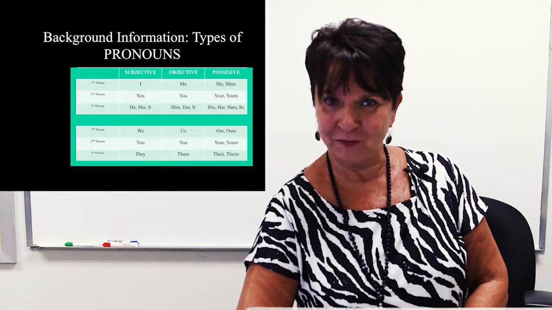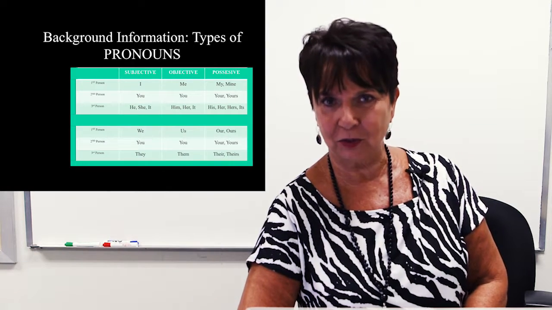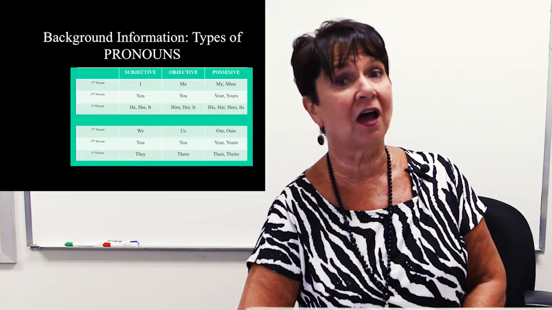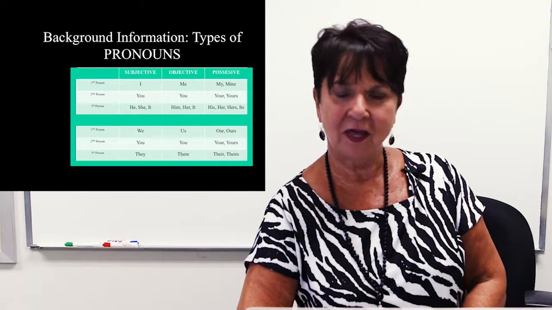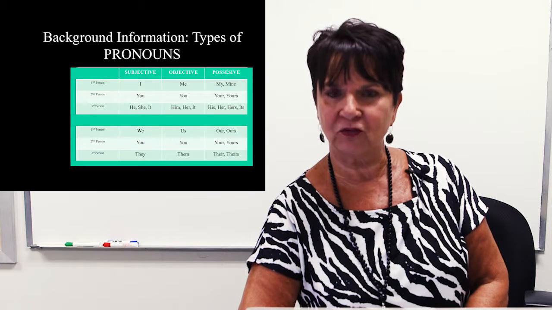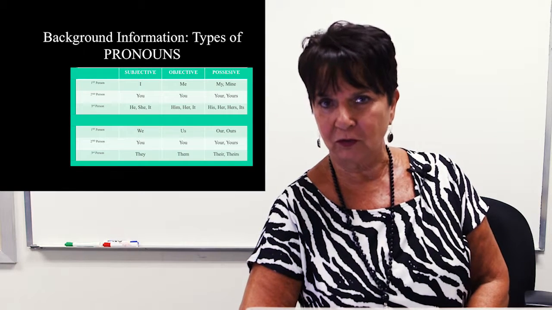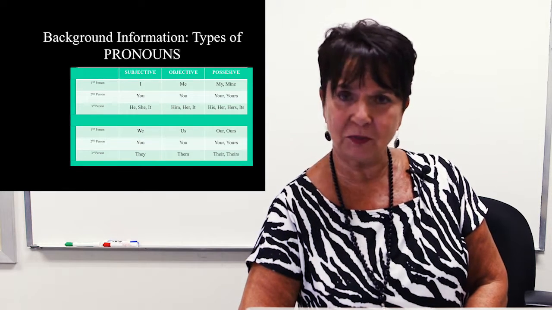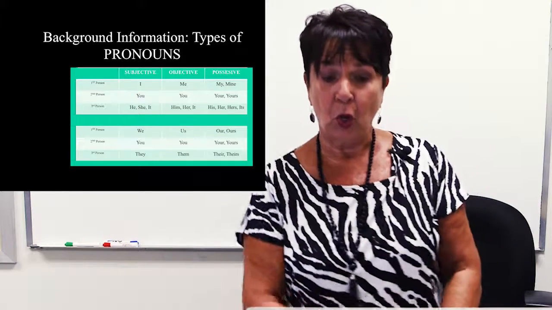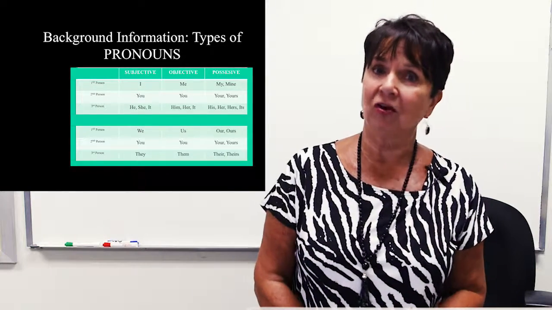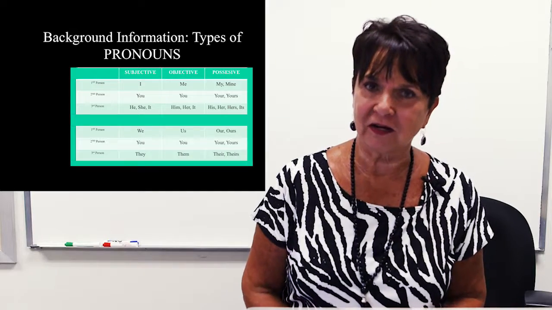The second column you will find are objective pronouns, and they are used in the place of an object in a sentence. And the third column is possessive. Possessive pronouns are used to show ownership or possession. Once you learn this chart, you will never make a mistake.